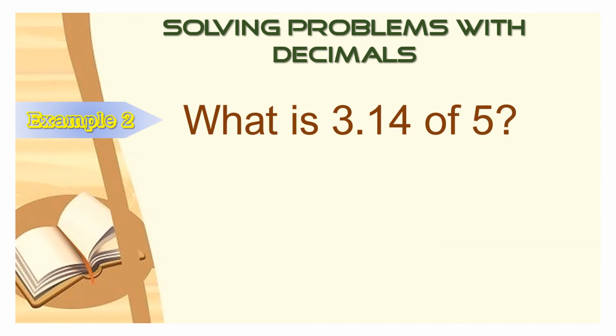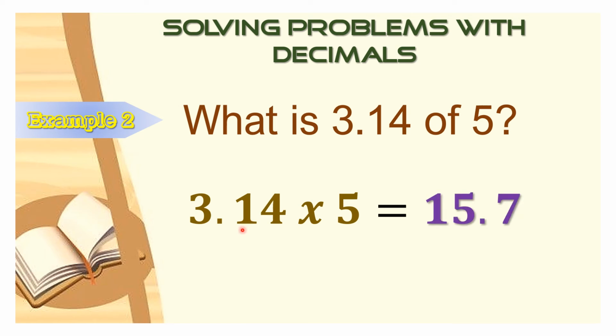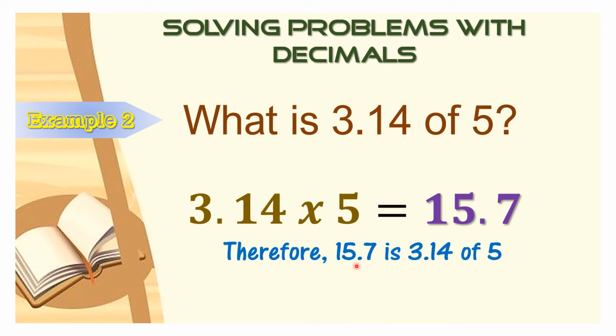Now, example number 2. What is 3.14 of 5? All we need to do is to multiply 3.14 to 5. So that is 3.14 times 5. That is simply equal to 15.7. And our conclusion would be, therefore, 15.7 is 3.14 of 5.